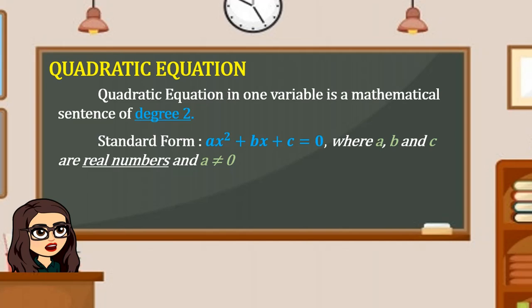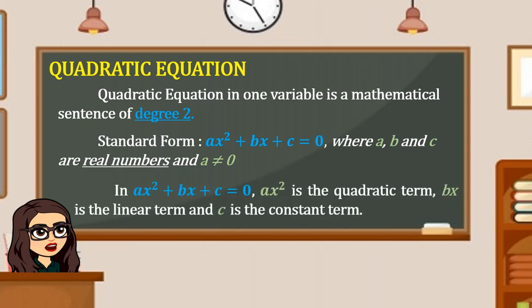Here is the reason why we cannot replace a by 0. In ax squared plus bx plus c equals 0, ax squared is the quadratic term, bx is the linear term, and c is the constant term. So ax squared is the term that will define the equation as a quadratic. If you replace a by 0, the quadratic term will be eliminated. And if that happens, we cannot call the equation a quadratic equation. That is the reason why a must not be equal to 0.